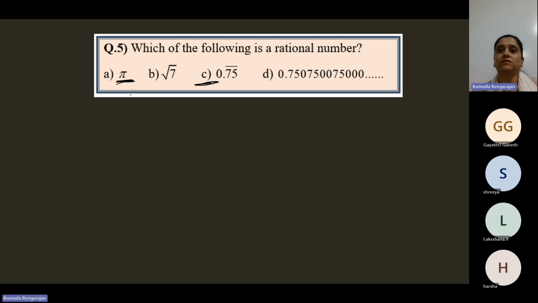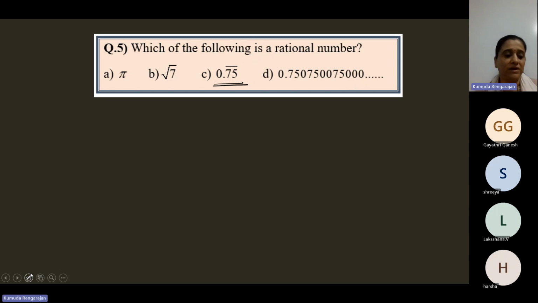Why not pi? Because pi is an irrational number. Its decimal expansion is non-terminating, non-repeating. What about root 7? Irrational, because its decimal expansion is non-terminating, non-repeating. And what about this one? It is a non-terminating, non-repeating decimal. Correct. This one is a non-terminating, repeating decimal.